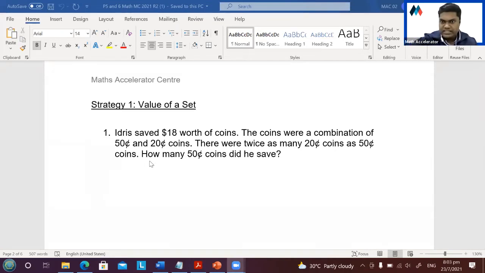Idris saved $18 worth of coins. The coins were a combination of 50-cent and 20-cent coins. There were twice as many 20-cent coins as 50-cent coins. Can I ask the class, what is the minimum number of 20-cent coins there will be in this question? What's the minimum possible number of 20-cent coins that I could possibly have?